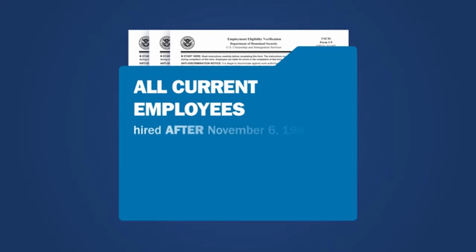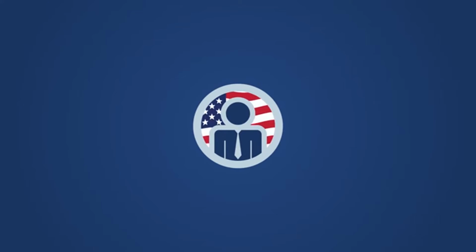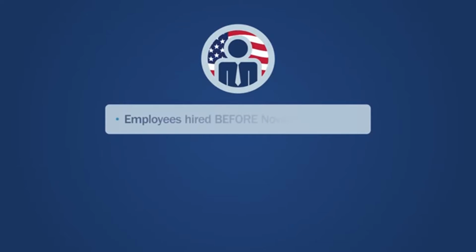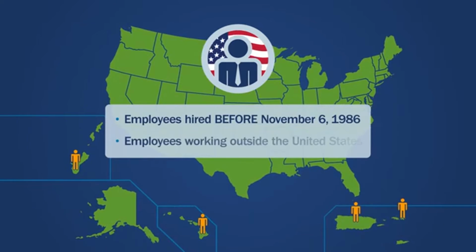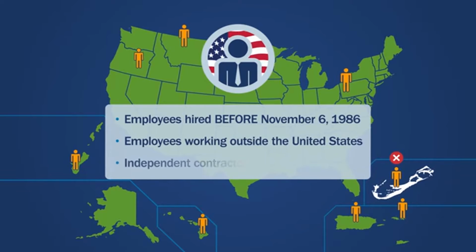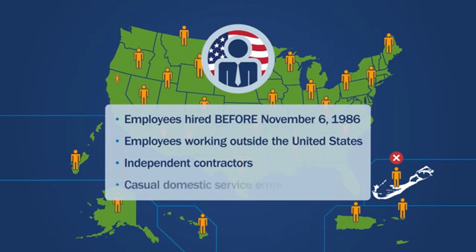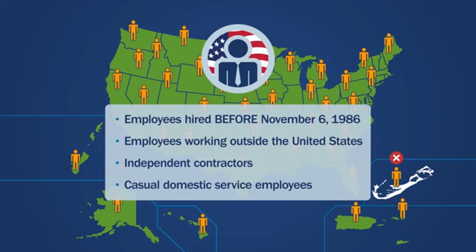Next, let's talk about who needs to complete Form I-9. All U.S. employers must have a Form I-9 on file for all current employees hired after November 6, 1986. U.S. employers are not required to complete Form I-9 for employees hired before November 6, 1986, employees working outside the United States, independent contractors, or individuals employed for casual domestic work in a private home on a sporadic, irregular, or intermittent basis. For example, a handyman, babysitter, or cleaning person.